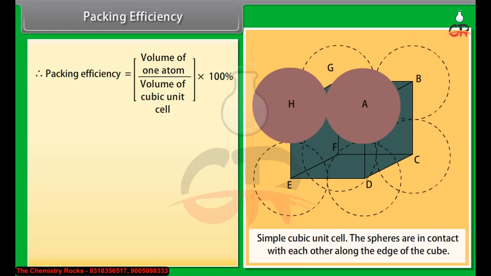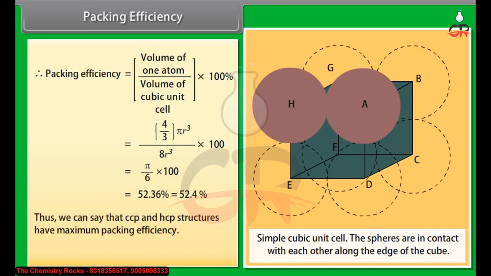Therefore, packing efficiency is equal to the volume of one atom upon the volume of the cubic unit cell × 100%, which is 4/3 πr³ upon 8r³ × 100, which is π/6 × 100, which equals 52.36%, which is equal to 52.4%. Thus, we can say that CCP and HCP structures have maximum packing efficiency.